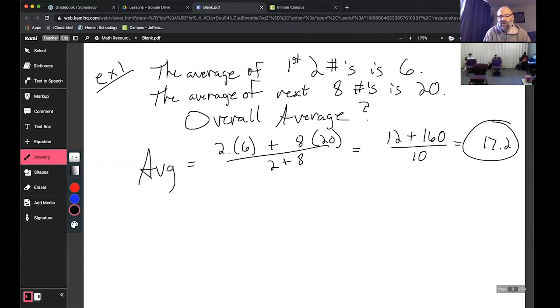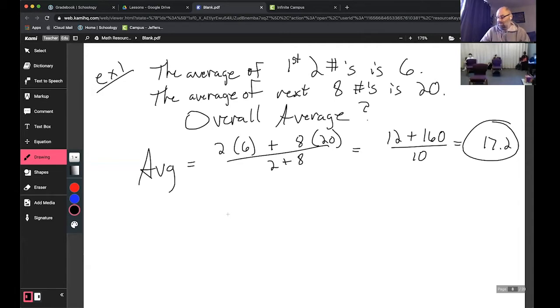So here's how you do it. First 2 numbers, you could just write it out: 6 plus 6 plus 8 plus 20 plus 20 plus 20 plus 20 plus 20 plus 20 plus 20 plus 20. And you just added 10 numbers. So divide by 10 to find the average.